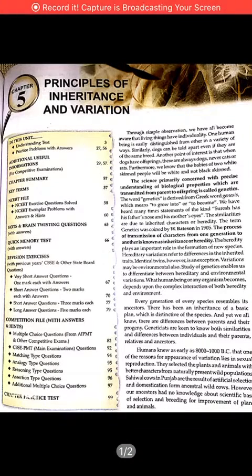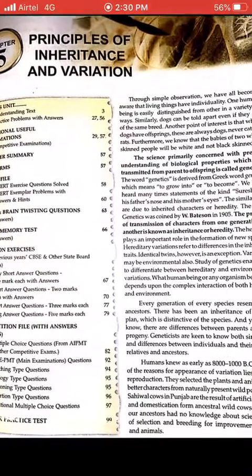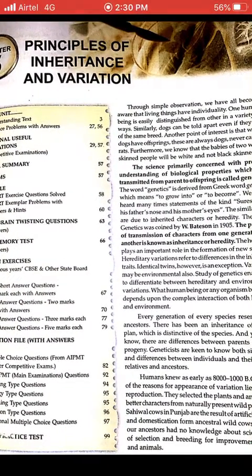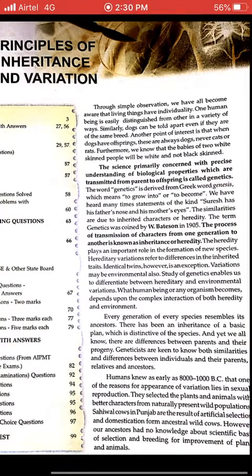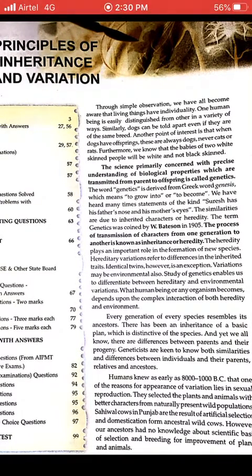Hello students, today we are going to start our fifth chapter of biology, that is Principles of Inheritance and Variation. In this particular chapter we are going to study various principles on which inheritance and variation depend. Before going into the principles, first we must know what inheritance is.